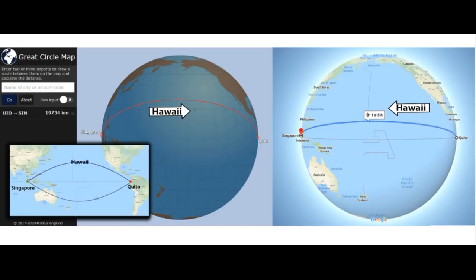So this image I got from an aviation website. Someone asked them to draw a great circle route between Singapore and Quito on the equator. And the people there, the pilots who run the website, came up with this, demonstrating that you could either arc north or south from Singapore to Quito.